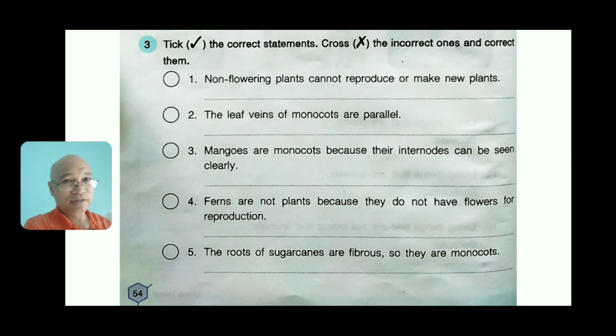You can go over it. You will learn more if you do it by yourself rather than me, because if you go over it, you will see the pictures of the leaves. Number 4, ferns are not plants because they do not have flowers for reproduction. I don't think so. Even those that don't have flowers are not flowering plants, okay? Number 5, the roots of sugar canes are fibrous, so they are monocots. All right? That's easy, okay?